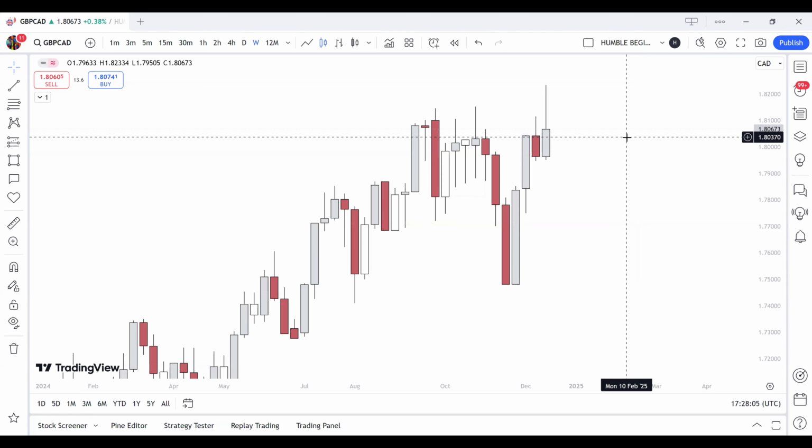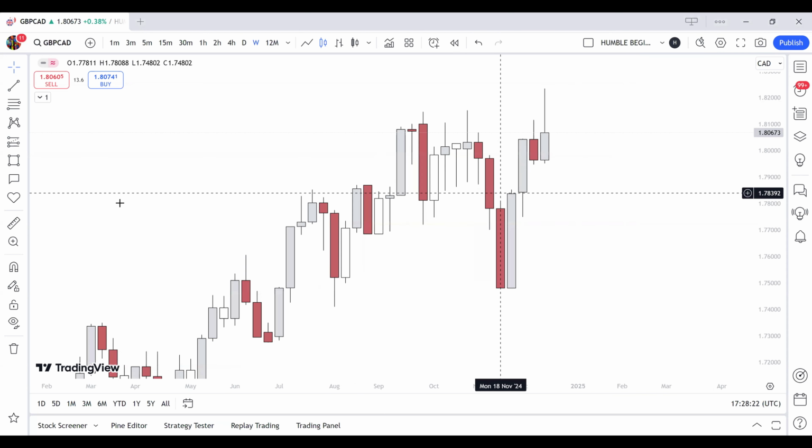Hi guys, so we're just going to be taking a look at GBPCAD. We're going to do a top-down analysis and breakdown, and then we're going to decide what some of our biases for the week might be.